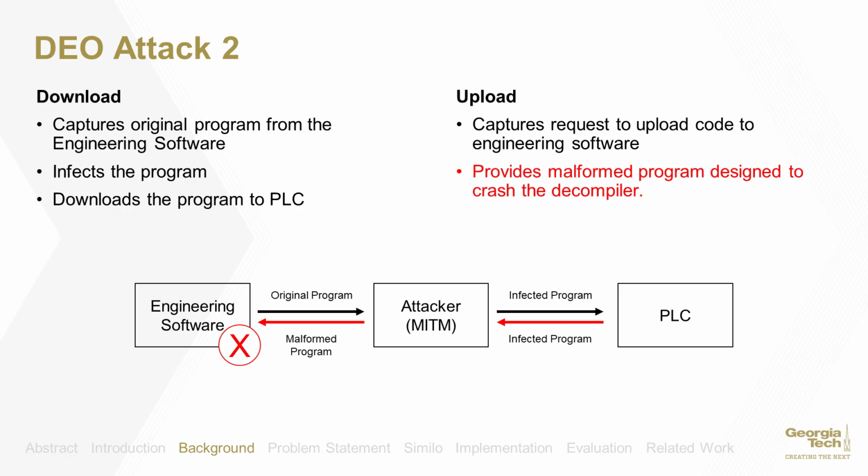DEO Attack 2 is similar to DEO Attack 1 during the download phase. The engineer downloads the files to the PLC, the attacker infects the program and passes it on to the PLC. But this time, when the engineer attempts to upload the logic from the PLC, the attacker will modify the binary control logic in a manner that will cause the engineering software, or at least the decompiler, to crash.